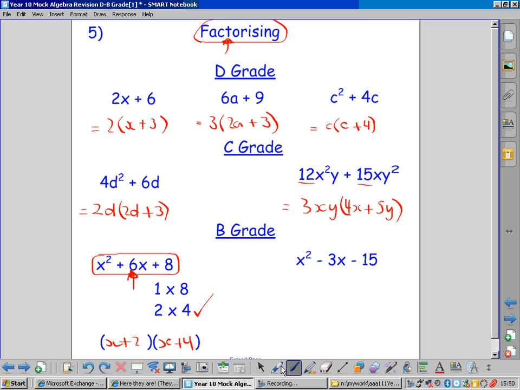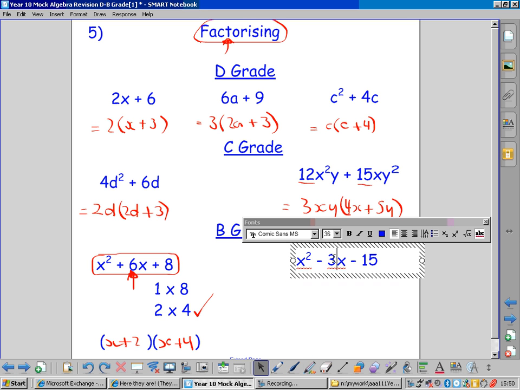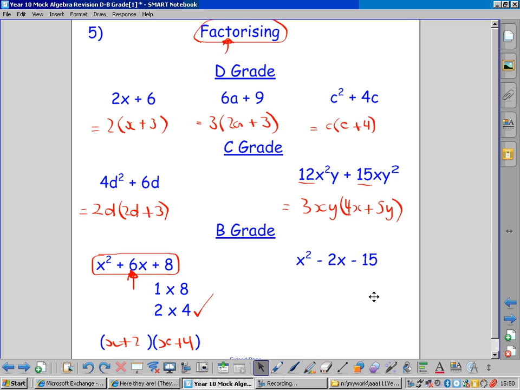Same deal here, except I wrote the question incorrectly. It was supposed to be minus 2x. 3 terms, numbers that times together to get 15, 1 and 15, 3 and 5. But it's minus 15, so we've got to give a minus to one of these numbers. And we're trying to make minus 2 when we add them. So we give it to the 5, we make it minus 5.